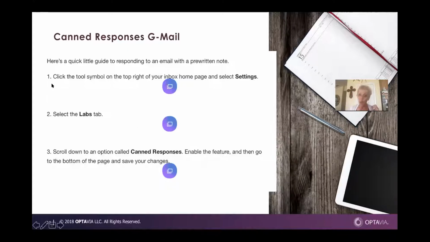But if you go right to where you log into your Gmail and you click the tool symbol on the top right and go to settings, and then you click on labs, you scroll down when labs opens for canned responses. And what you have to do is enable it. Most of them are disabled if you haven't enabled it in the past. Then it's really simple to use, and we'll go into my Gmail just to show you.